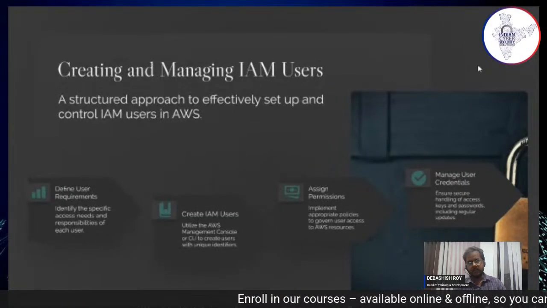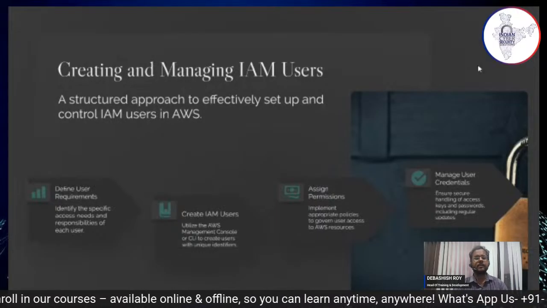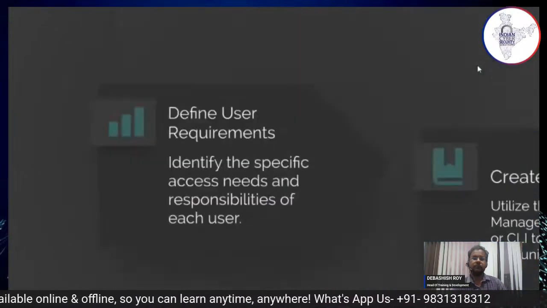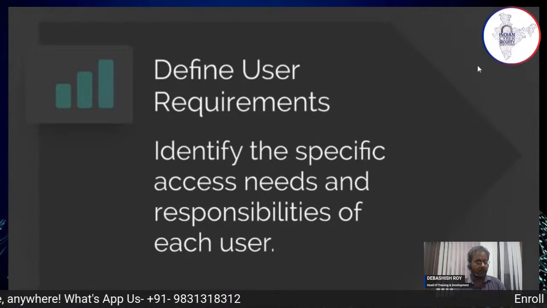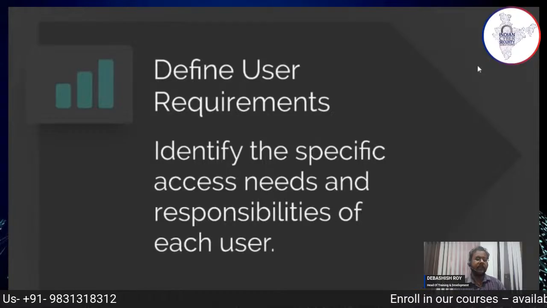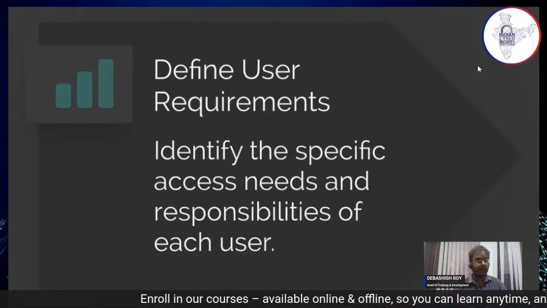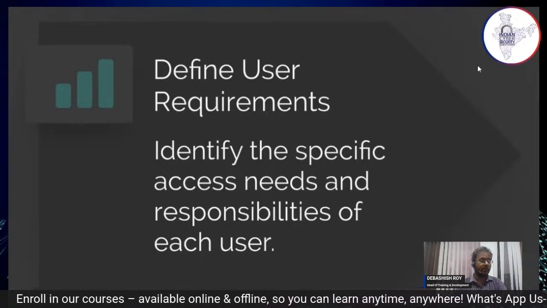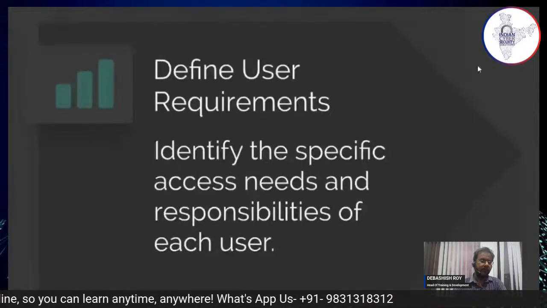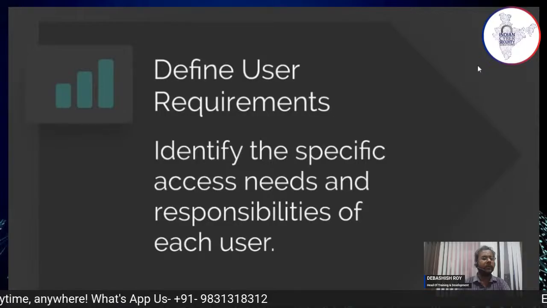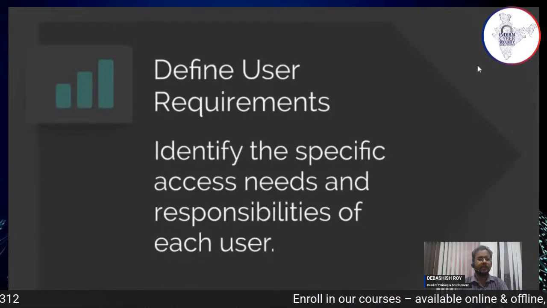Now, how to create and manage IAM users. We need a structured approach to effectively set up and control IAM users in the AWS environment. First of all, we define user requirements. We have to identify the specific access needs, like whether you need to enable full access or read access, not only for EC2 but for databases and S3 buckets, for different types of assignments and responsibilities of each user. If you're the administrator, the root user, you have to define the user requirements. You have to chalk out a policy, and according to that policy, you assign the requirements.